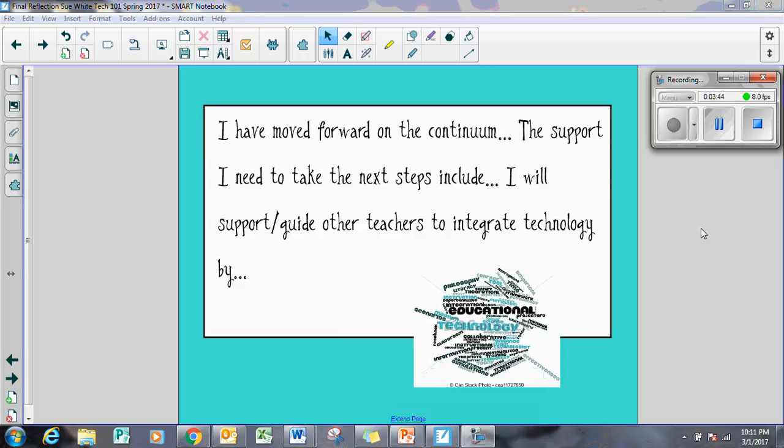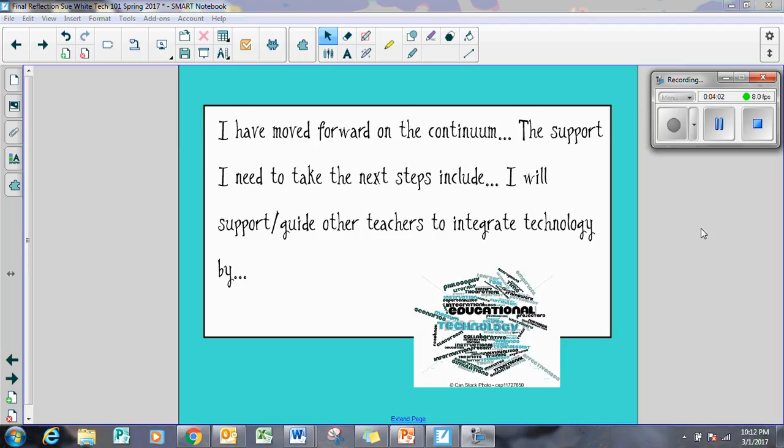Because of this class, I have moved forward on the continuum. I am bridging the gap between the adoption phase and the adaptation phase. I have begun to shift from teacher-generated technology usage to allowing my students a chance to explore and use a variety of technology resources to meet a learning target.